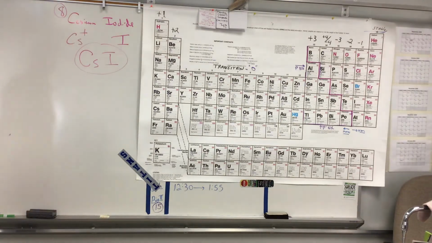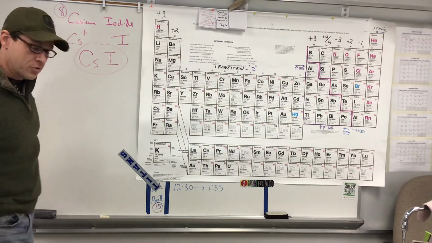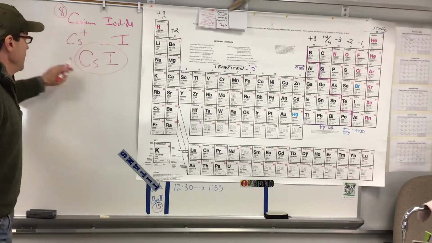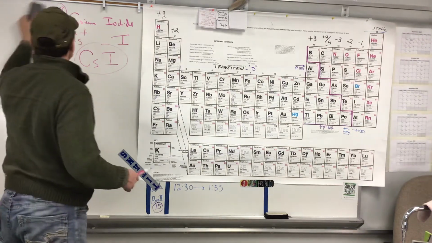Cesium iodide. So on this one, 8, 9, 10, 11, you're doing your crisscross charge, just a little back and forth. This one you're given the name, and then you are figuring out what its compound is. So that was number 8.